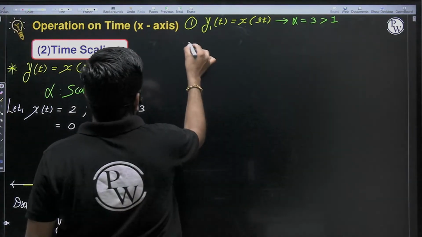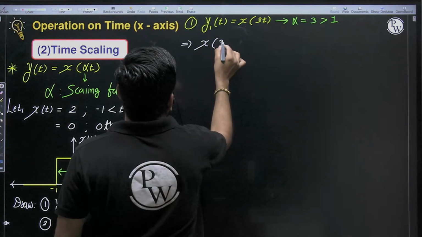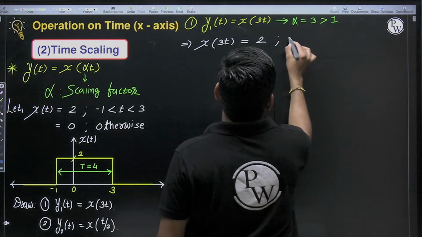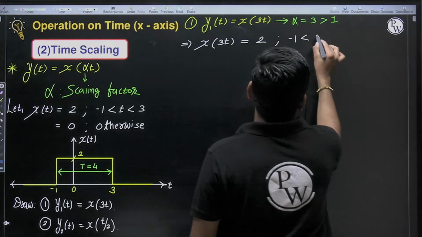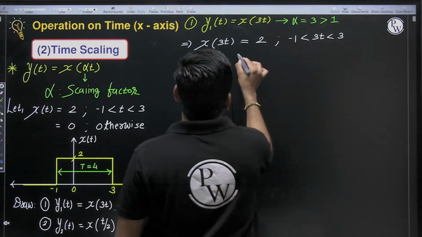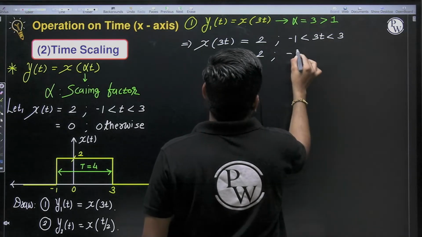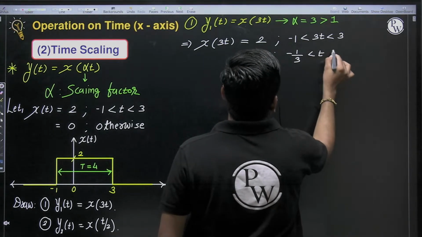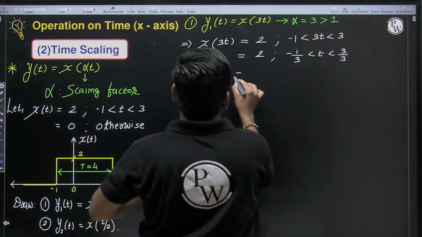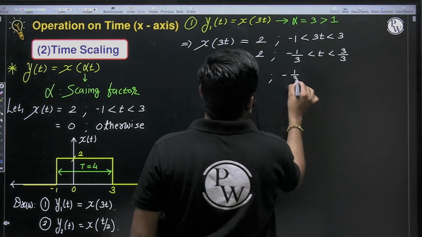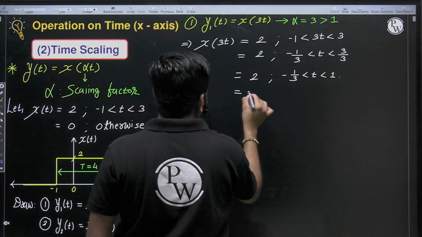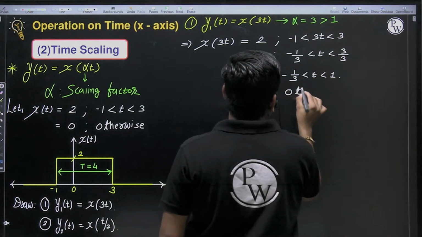Okay, now on the left-hand side you are replacing t with 3t, so on the right-hand side everywhere you have to replace t with 3t, guys. Correct? So it is 2 between minus 1 by 3 and 3 by 3, that is 1, and it is 0 otherwise. Of course it is 0 other than this range.